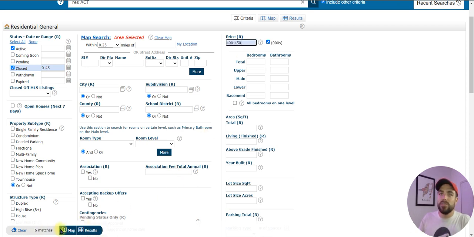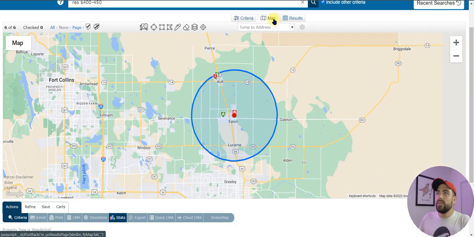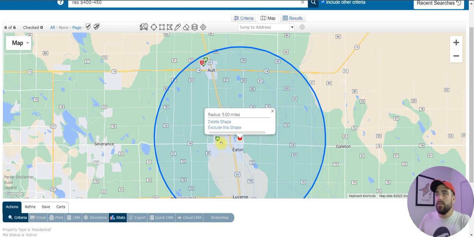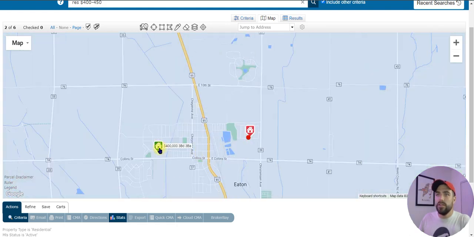Okay, so there's 6 matches, either on the market or closed in the last 45 days. And we'll go look at this. There's a couple way out here in Alt, or most of them are out here in Alt actually, and then a couple over here. So let's look at this one. The green ones are on the market. These red ones are sold already.